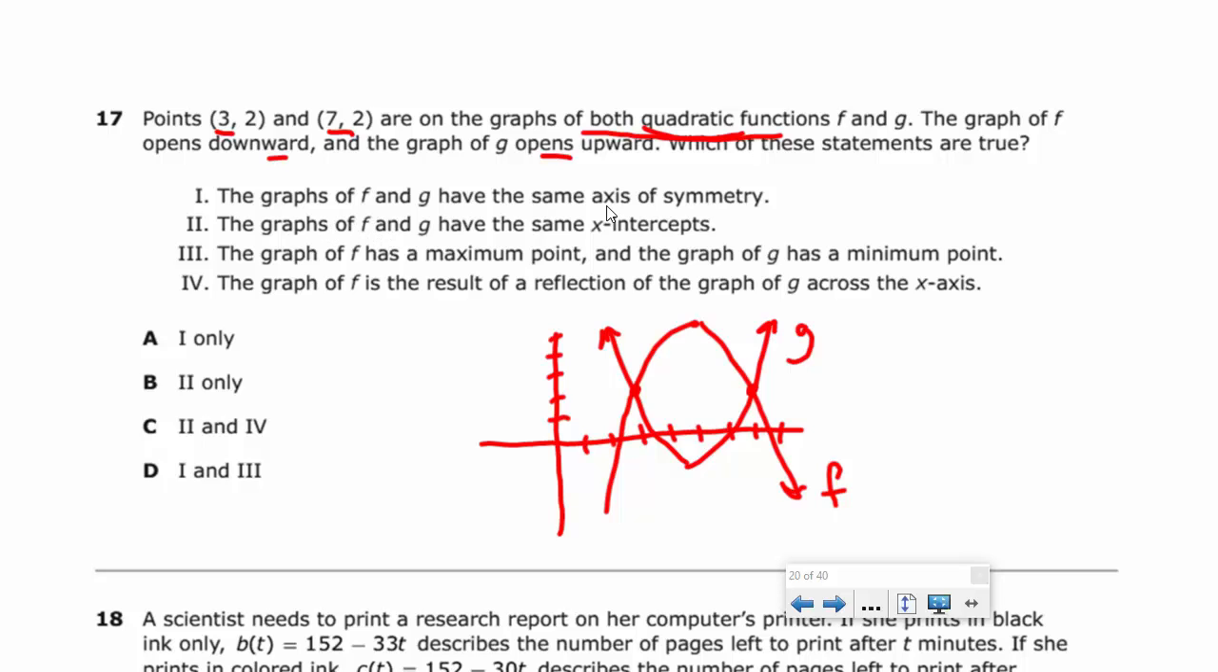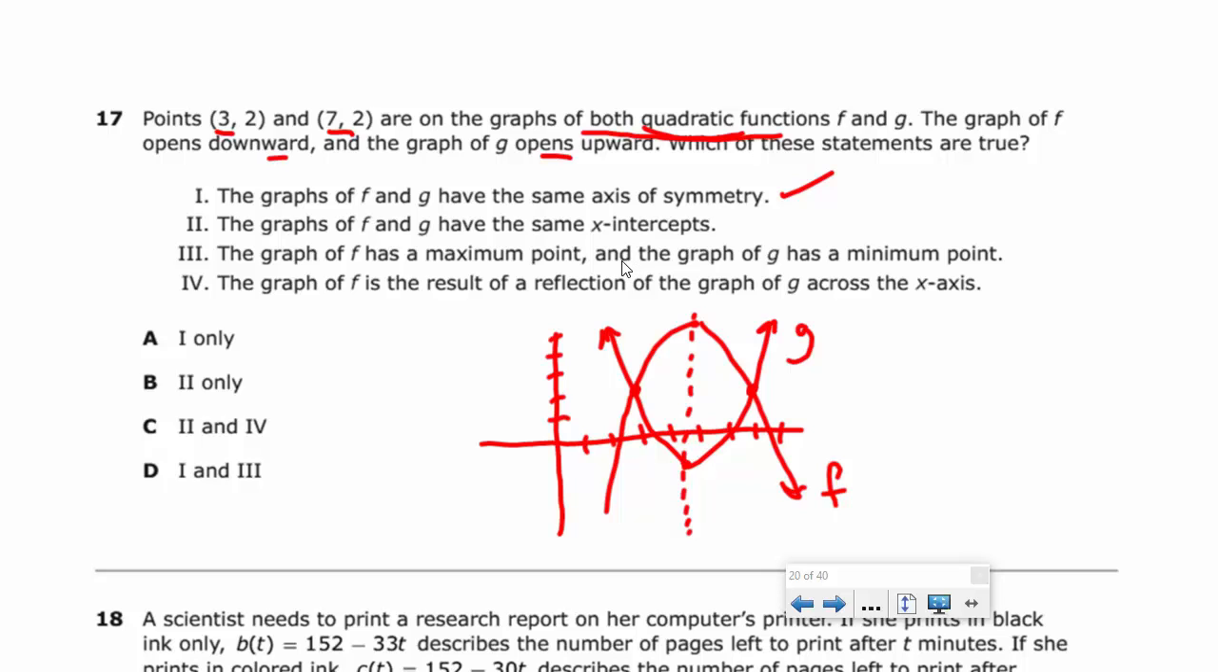The graphs of f and g have the same axis of symmetry. When you make a parabola, the axis of symmetry will split the parabola in half right down the middle, symmetrical across both sides. As it turns out, this is true because they share the same 2 points. They have to share the axis of symmetry. That is correct. This axis of symmetry cuts both of them through the middle.